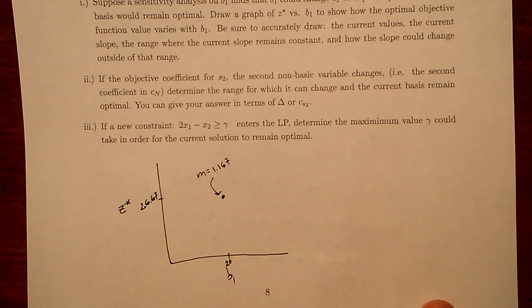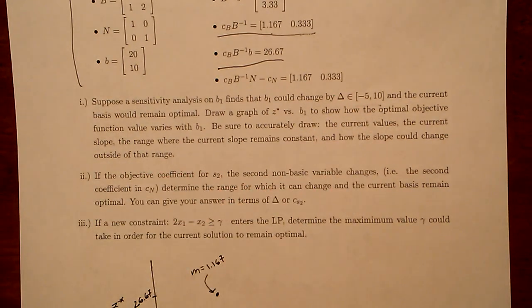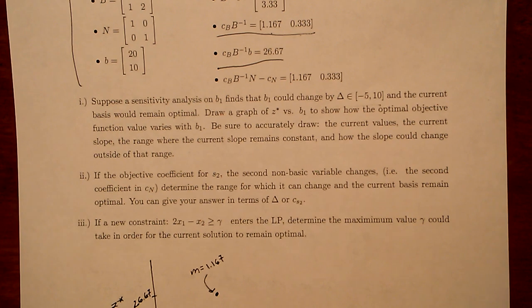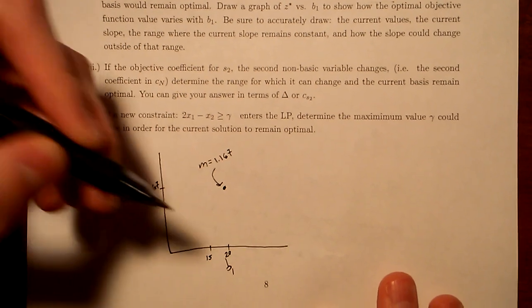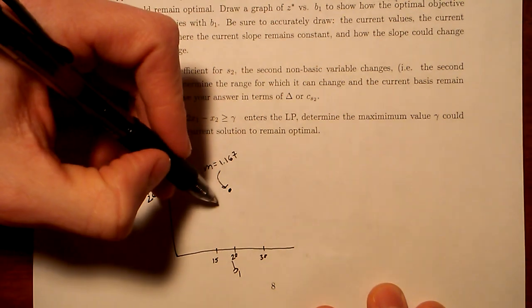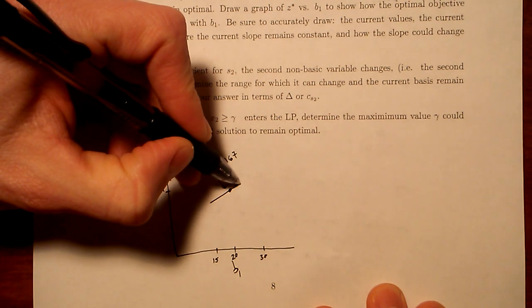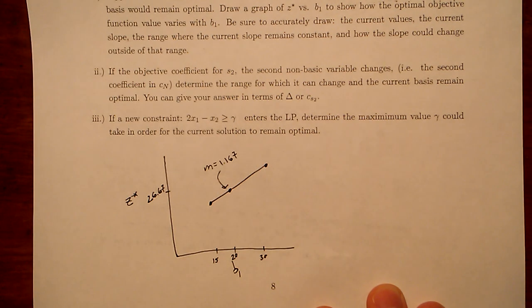Okay. Next thing we need to put on here, the range where the current slope remains constant. Okay, you could have done a lot of work, but this one explicitly told you that delta could be in the range -5 to 10, and the current basis remains optimal. And where the current basis remains optimal, our shadow prices are constant. So in other words, from 5 below 20 all the way up to 10 above 20, so from 15 to 30, our slope is going to be constant. So I'm not drawing units on my y-axis, so it doesn't really matter, but you would have drawn something like this. So that slope is constant.